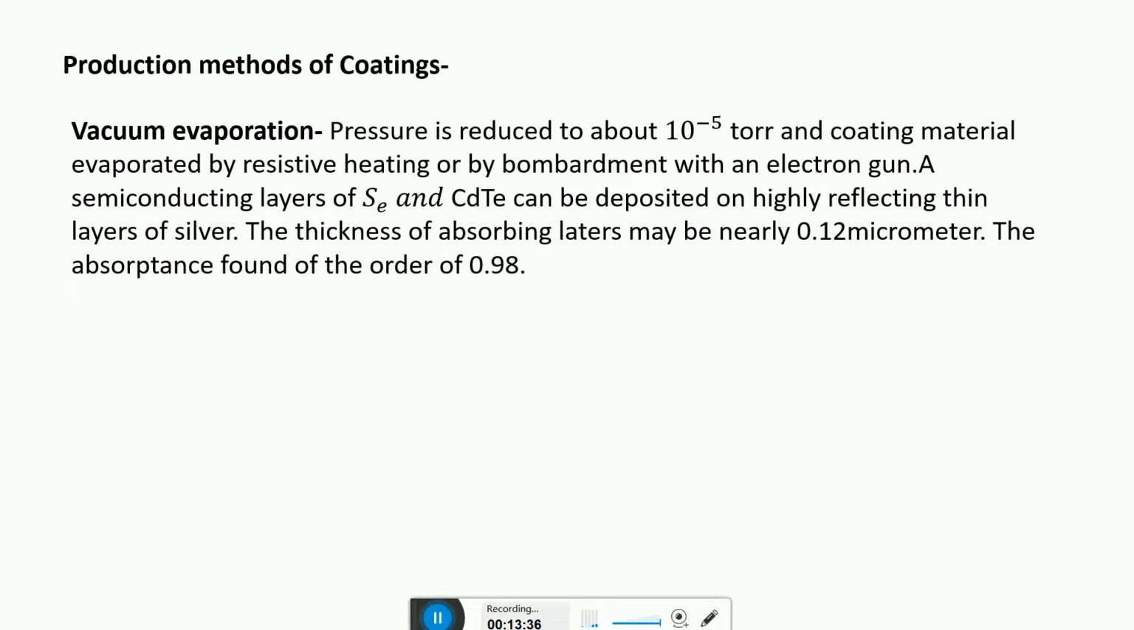The methods are, first, vacuum evaporation. In this method, the pressure is reduced to about 10⁻⁵ torr and the coating material is evaporated by resistive heating or by bombardment with an electron gun. The evaporant travels in a straight line as a vapor until colliding with a relatively cool substrate or a wall. For example, semiconducting layers of selenium and cadmium telluride can be deposited on highly reflecting thin layers of silver.